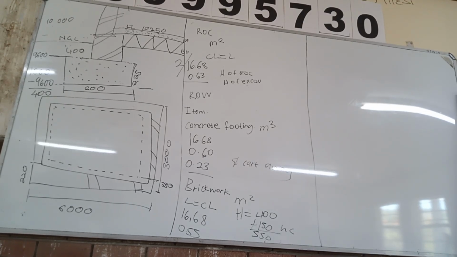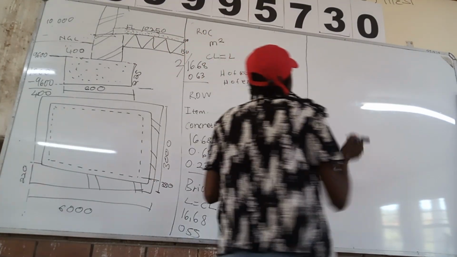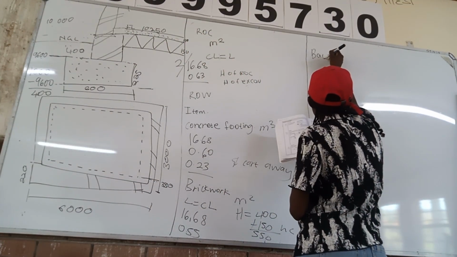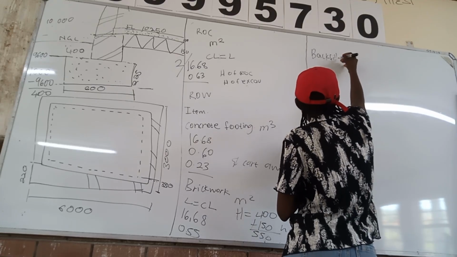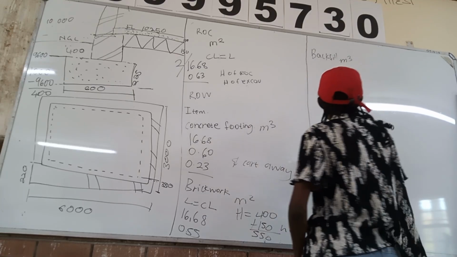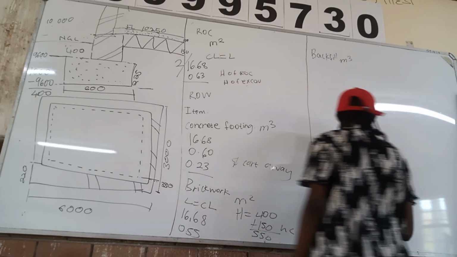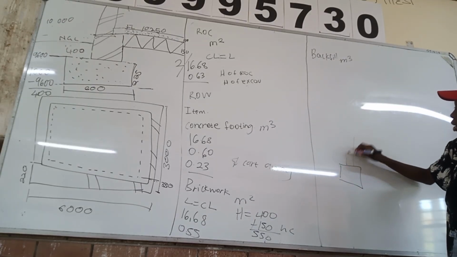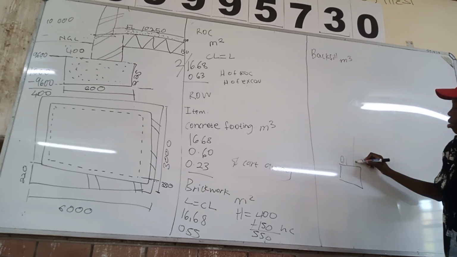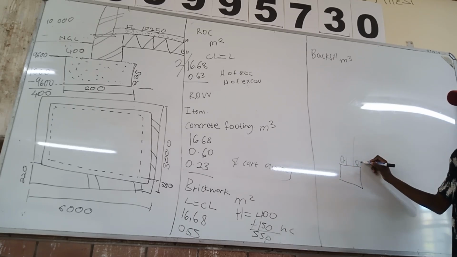After the brickwork, it would be backfill. So now we calculate our backfill, in cubic meters. We have a concrete footing here, and when we have a concrete footing, there is also a wall here again. The backfill is on the sides of the walls, like two sides again. We also backfill here.